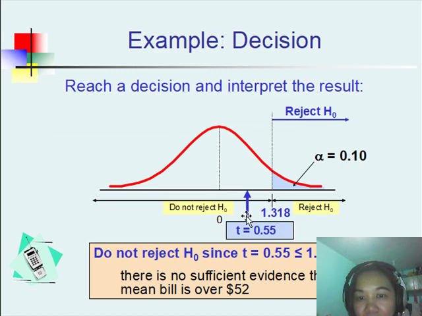Okay. So 0.55 is less than your critical value. So it falls within the non-rejection region. So we fail to reject the null hypothesis. So we conclude that there is no sufficient evidence that the mean bill is over $52. Okay.